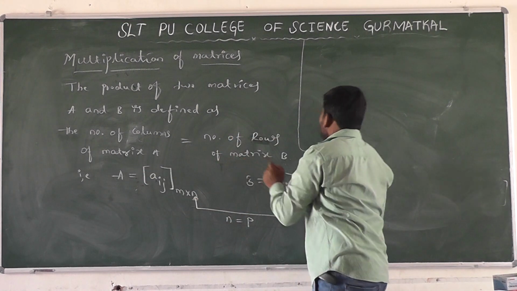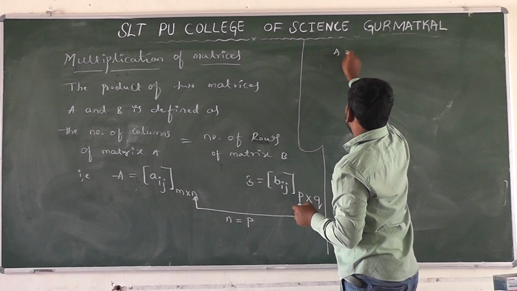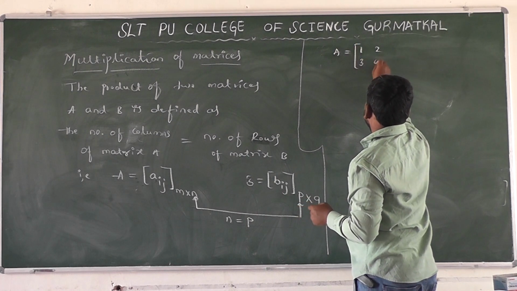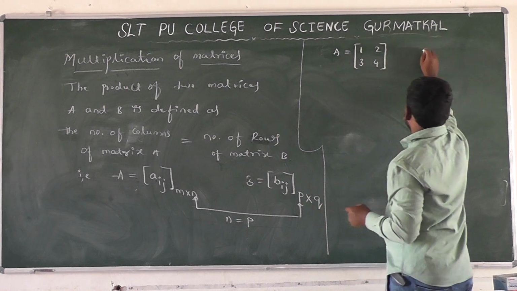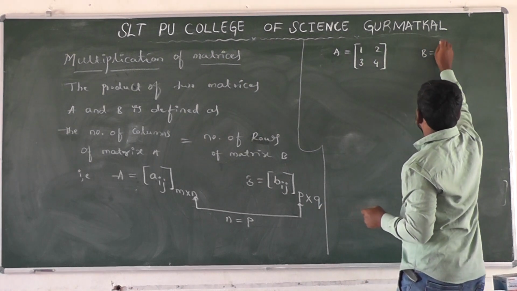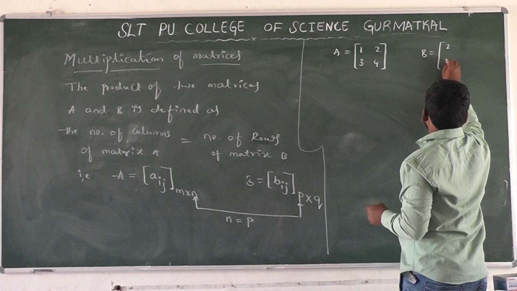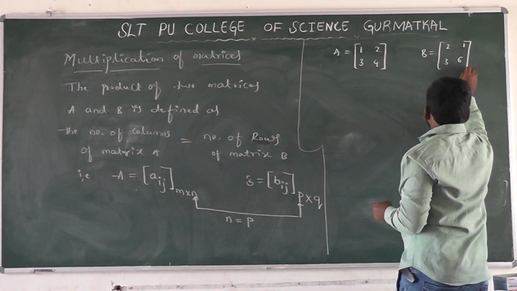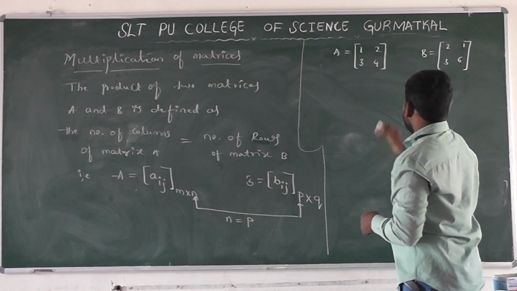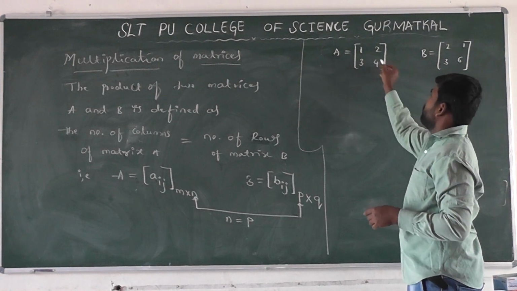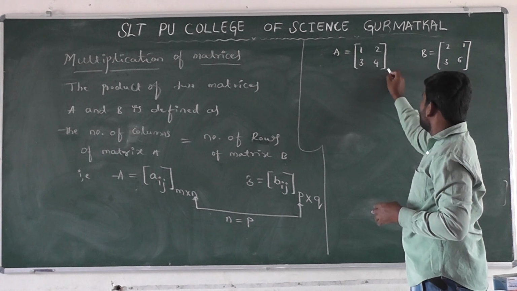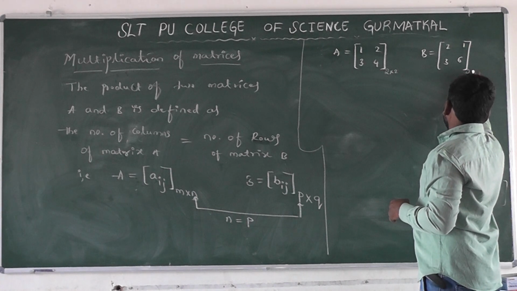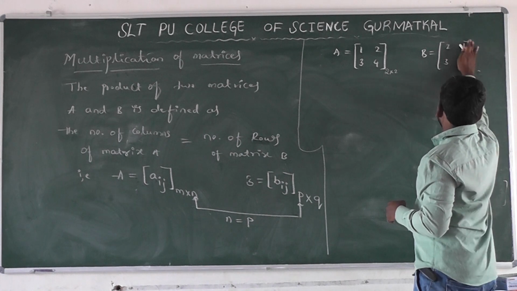Suppose A is equal to 1, 2, 3, 4, and B is equal to 2, 3, 1, 6. Right? Then what is the order of the matrix A? 2 cross 2. And the order of the matrix B is also 2 cross 2. Suppose we take it here.